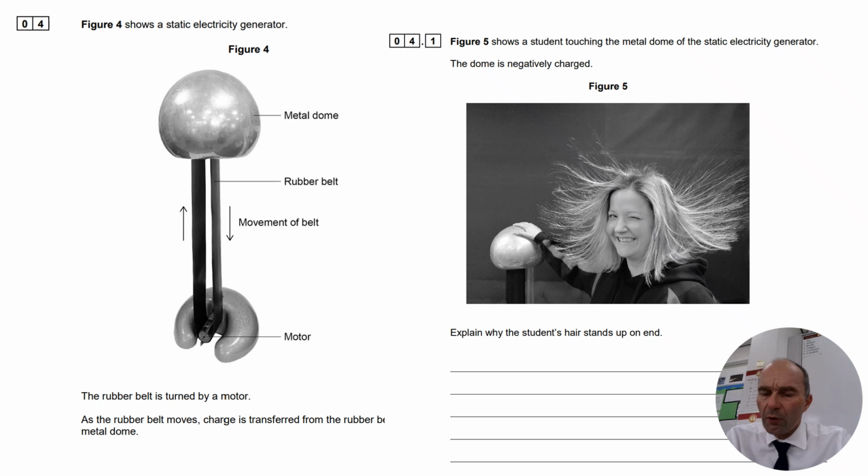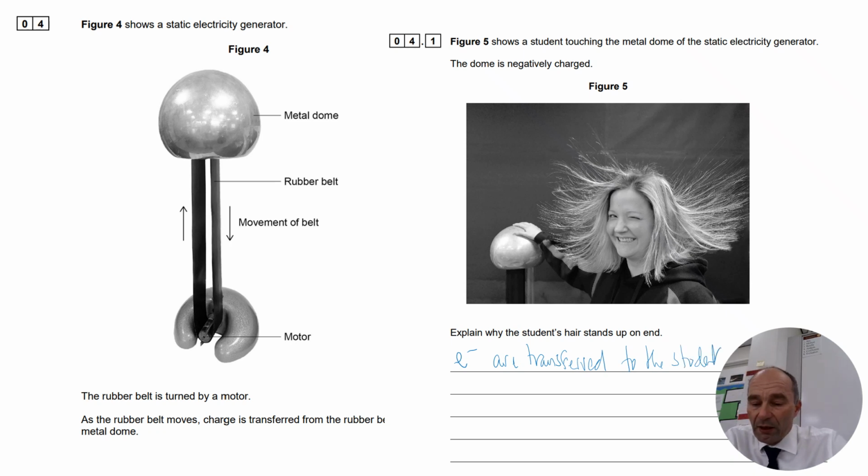Now in question 4.1, we've got the diagram of somebody using the Van de Graaff generator, and it shows a student touching the metal dome of the static electricity generator, and the dome is negatively charged. Explain why the student's hair stands up on end. Now, this is the important bit. Remember, with static, it's the electrons that move. So electrons are transferred from the dome, transferred to the student.